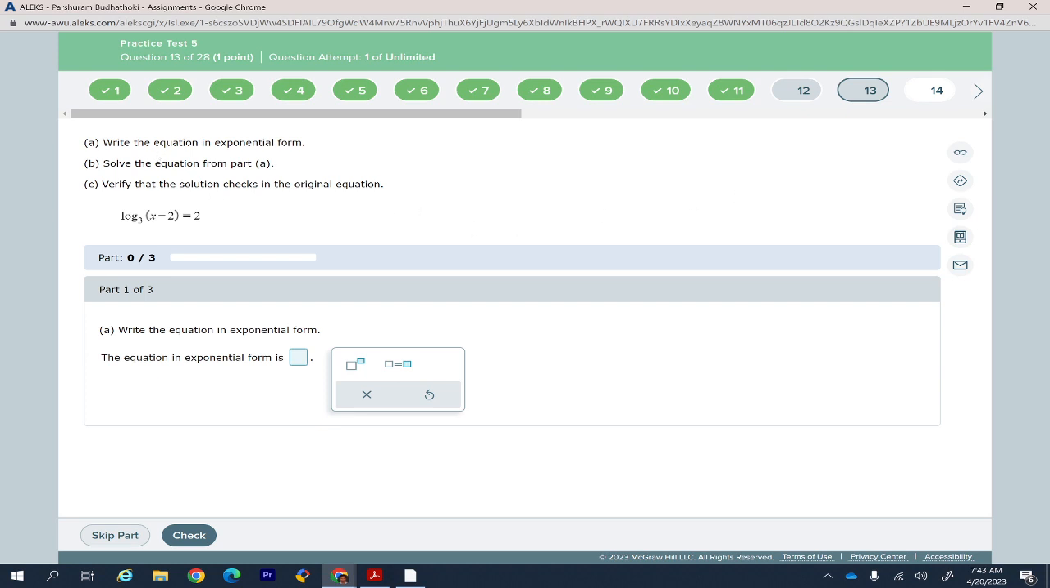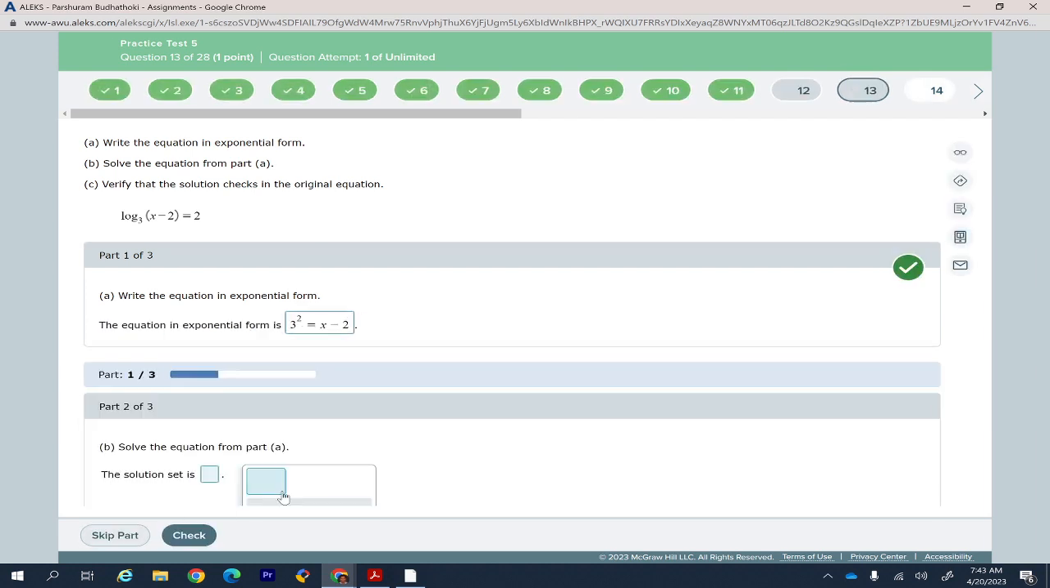Write the equation in exponential form. By using the previous problems, you can do the exponential form. Always write down your base, which is 3. So here the base is 3. The power comes from the other side of the log equation, which is 2, equal to x minus 2. So that's the exponential equation.